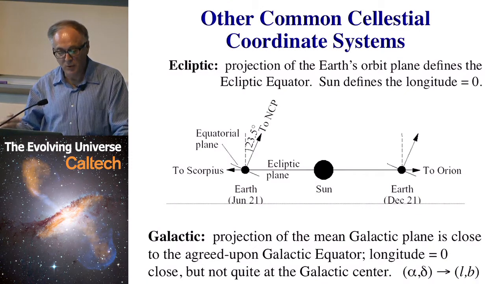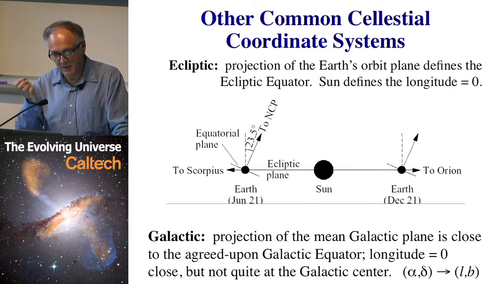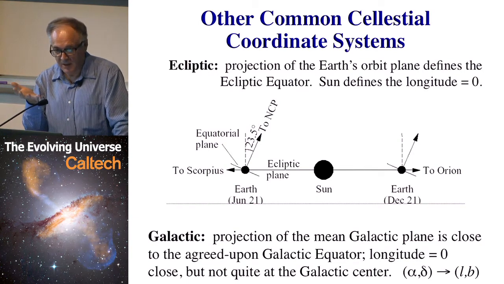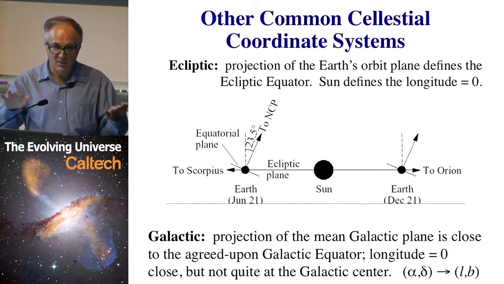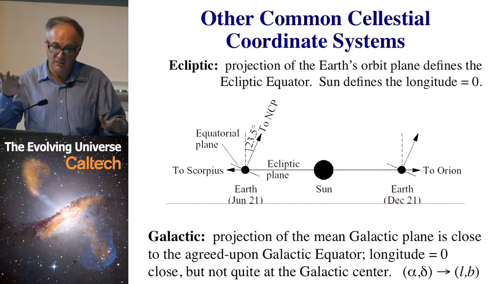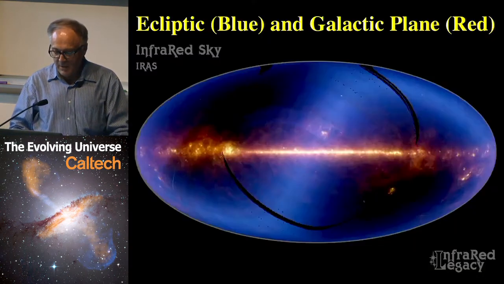I have to mention two others, which are ecliptic and galactic. Just like we projected the terrestrial equator to the sky, and that became the celestial equator, defining the equatorial system, you can take the plane of the ecliptic and project it on the sky, that defines the ecliptic equator, or you can take the plane of the Milky Way, and that defines the galactic equator. And that we can actually see on the sky.